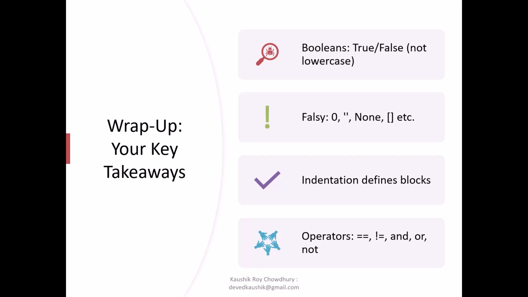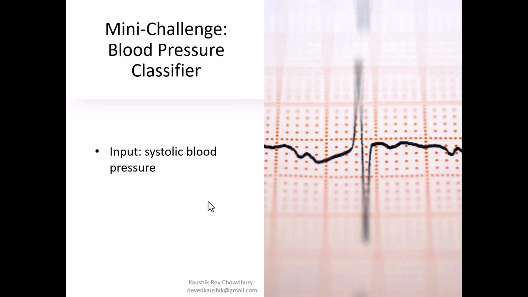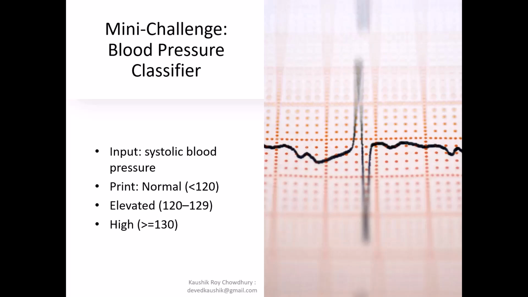Okay, in Python. Now the last slide is a mini challenge: blood pressure classifier. Input is systolic blood pressure. Print normal if less than 120, elevated 120 to 129, high if greater than or equal to 130. Your question is invalid if less than or equal to 0, and this is very similar to the negative, 0, positive challenge, but framed for a more data-oriented scenario. Give it a try in your notebook.